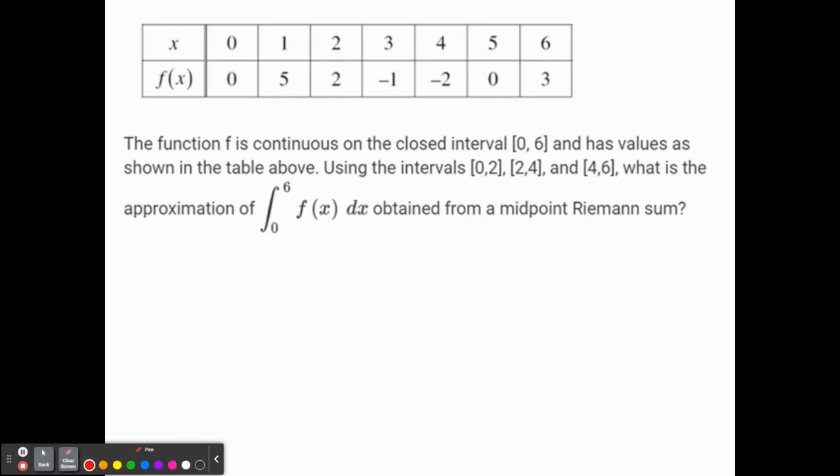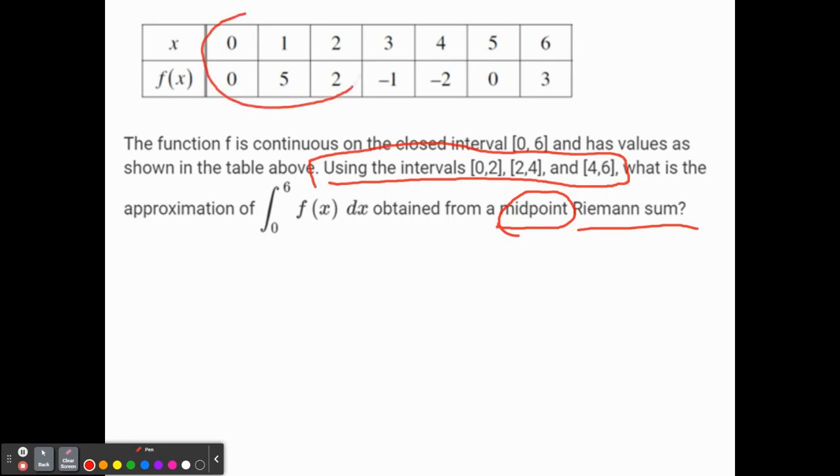So first thing that sticks out to me is that this is a midpoint Riemann sum. The next thing that sticks out to me is they give me the intervals which I'm going to use to create my rectangles. 0 to 2 is the first one, so let's just get started on this interval from 0 to 2.